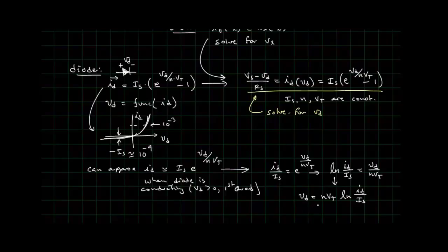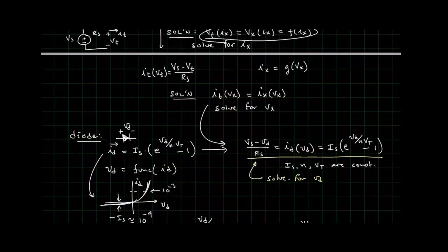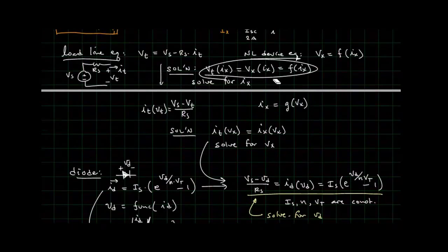And this is essentially some function, right? Some function of ID. And so now that we can write the diode voltage in terms of diode current, we could go back and set up the problem according to this first equation configuration here, where we're expressing the voltage V, the load line voltage, setting that equal to the nonlinear device voltage as a function of I.